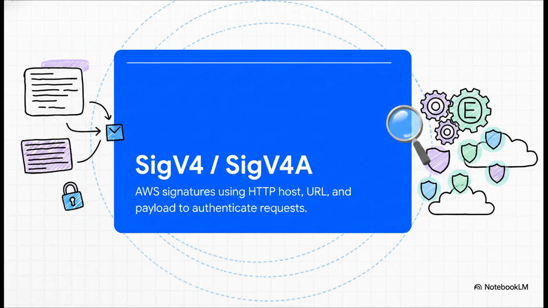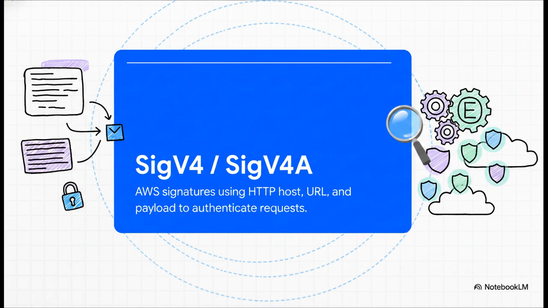AWS uses highly specific signature protocols called SigV4 and SigV4a to authenticate requests to its services. These aren't just simple passwords, they're complex mathematical calculations that take the HTTP host, the URL, and the actual payload of the request and use your secret AWS credentials to generate a unique authorization hash. Doing this manually in your code for every single network request, trust me, it's tedious and super error-prone.